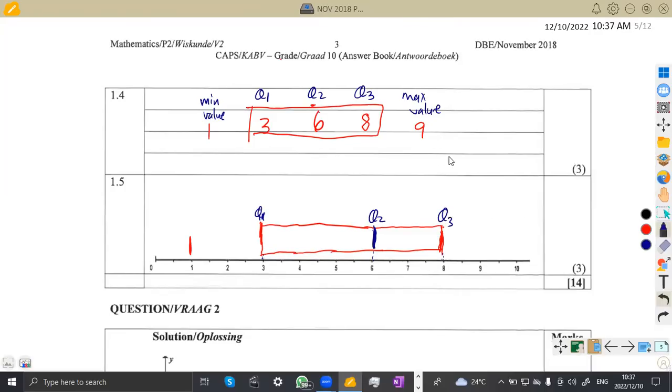Then the last one is 9, which is the maximum value. So at the maximum value, we are going to represent with a 9. Then we join the whiskers. So that is what we are going to have at the end. So that is our box and whisker plot. As you can see here, this is our minimum value, and that's our maximum value. So the maximum value corresponds with 9, minimum corresponds with a 1. So that's 3 marks for you, guys.